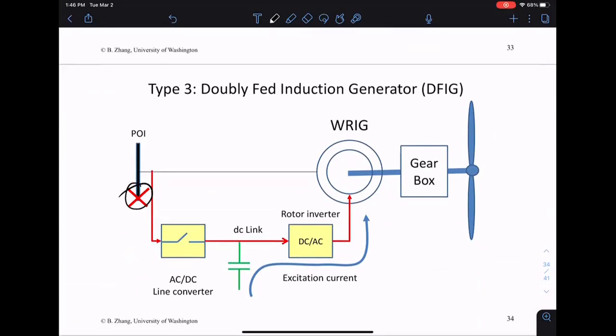Then what you should do is open the connection of the AC-DC line converter. Then you have another current pulled off the capacitor, so you provide another path of current flow from the capacitor. This is another direction where you can route current. So this is the type 3 we have.